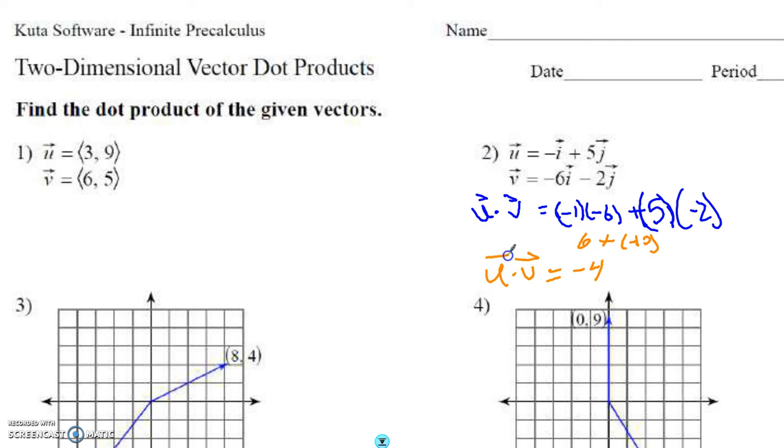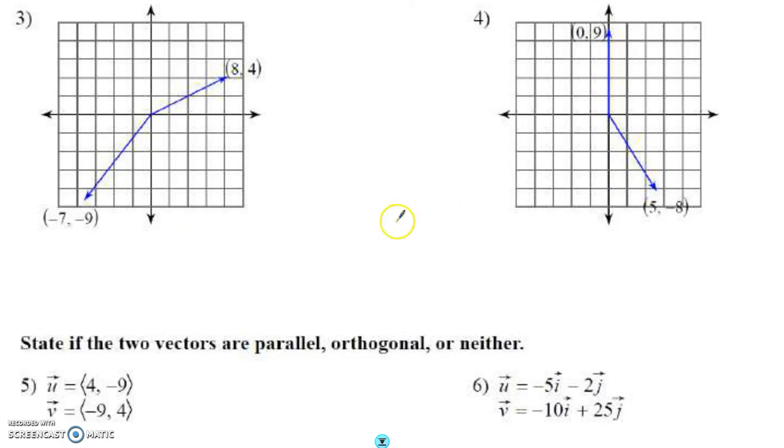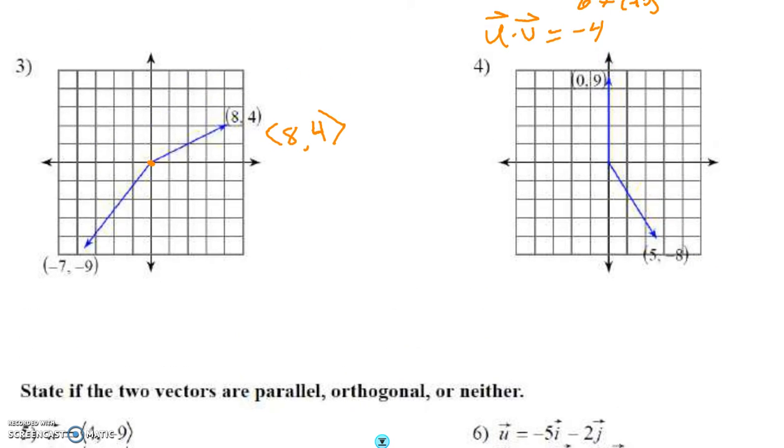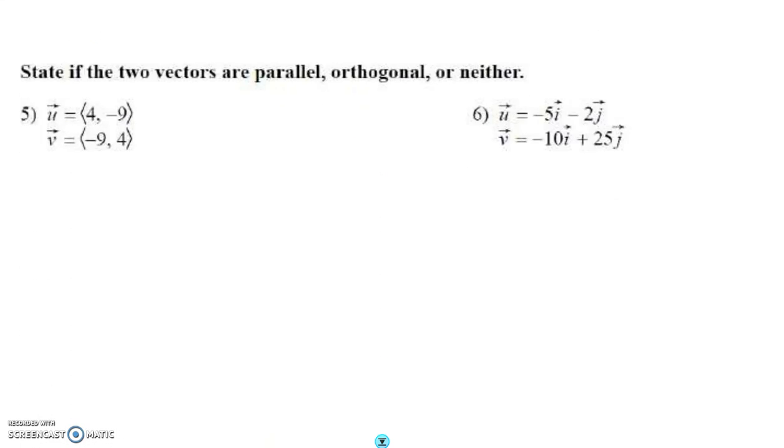For these first couple, that's all you're doing. If you notice on like number 3 and 4, it's just a different notation. So they drew it, but really you just read these. This is the component form of it anyway, right? So they're telling you the endpoint, but they're both starting at the origin. So the vector here is 8, 4, right? Since it started here at the origin. All right. So again, you're just doing the dot product, x times x, y times y. Okay, so those first 4 are the same.